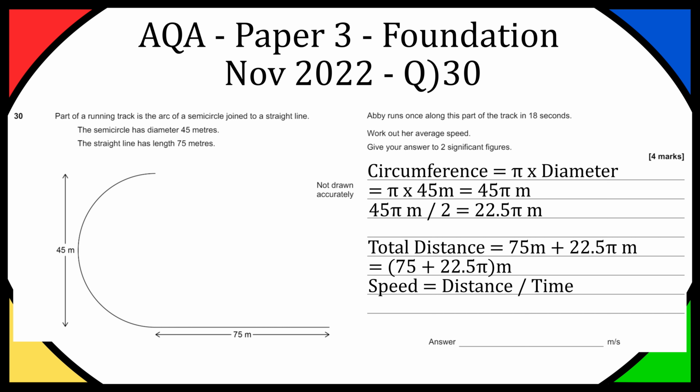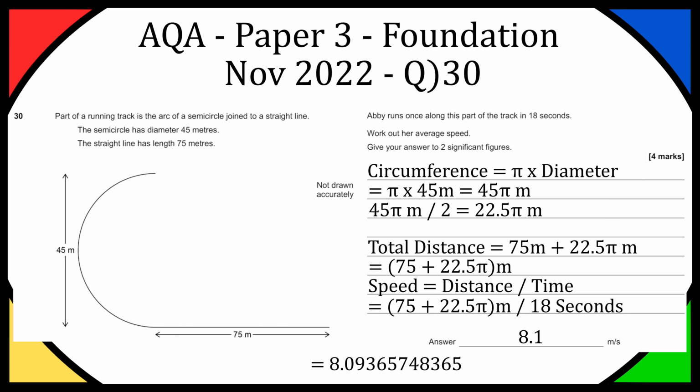So this is going to be equal to distance over time, which is 75 plus 22.5 pi meters divided by 18 seconds. Obviously a bit of a difficult distance, but just make sure you put it into the calculator correctly and it should be fine. This is going to give us 8.09365, etc. Now we're asked to give it to 2 significant figures. So 2 significant figures, it wouldn't be 8.09 because once you get the significant figure, the other figures start counting as significant figures, if that makes sense. So if we had to write this to 2 significant figures, we would be writing it as 8.1. So the answer is going to be 8.1 meters per second.